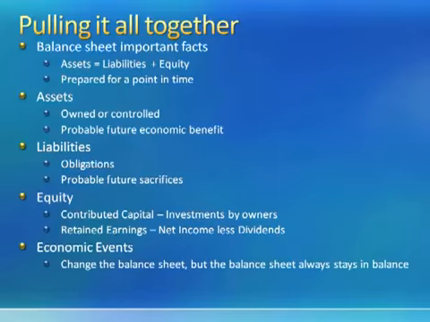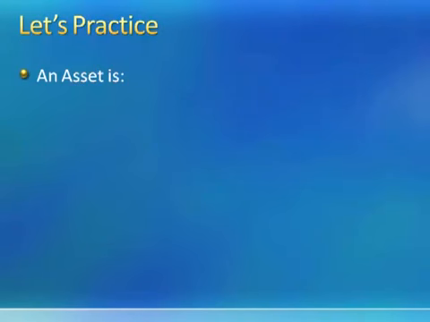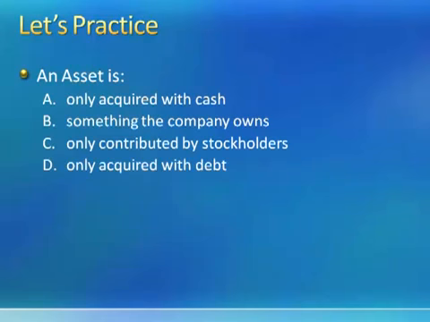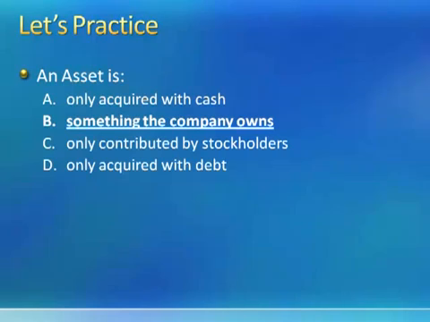Now let's review. Our first question: an asset is only acquired with cash, something the company owns, only contributed by stockholders, or only acquired with debt. An asset can be acquired with cash, debt, or contributed by stockholders. So our best answer is B, something the company owns. We also know that an asset is required to provide future economic benefit.